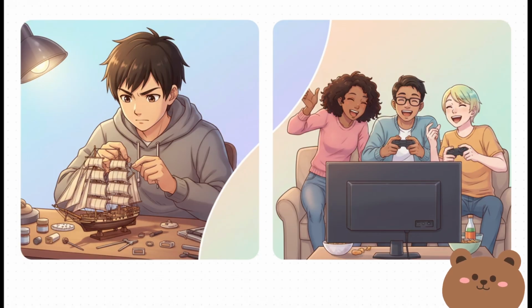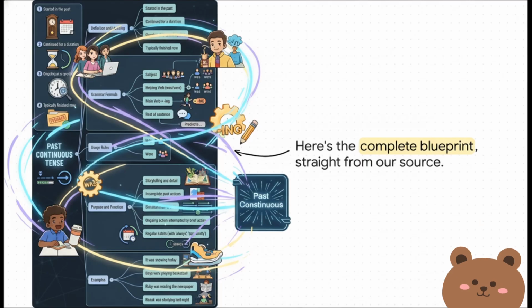So really, the only choice you have to make is was or were. And the rule for that is super straightforward. If your subject is singular, just one thing, like I, he, she, or it, you're going to use was. If your subject is plural, more than one, like you, we, or they, you'll use were. Easy enough, right? And here you can see the whole formula laid out visually, which is really helpful. You've got your subject, you've got your helper verb splitting into was or were, and you've got your main verb with that ing tacked on the end. That's the whole blueprint in one clean shot.